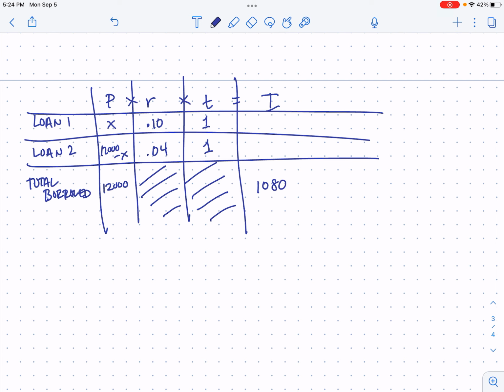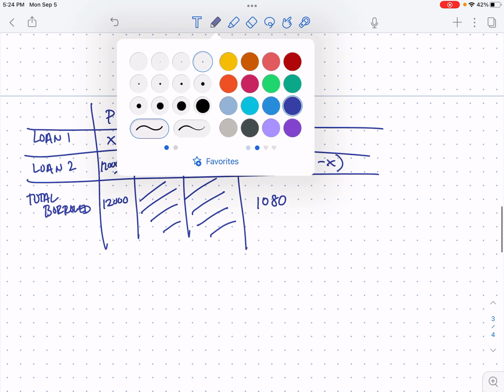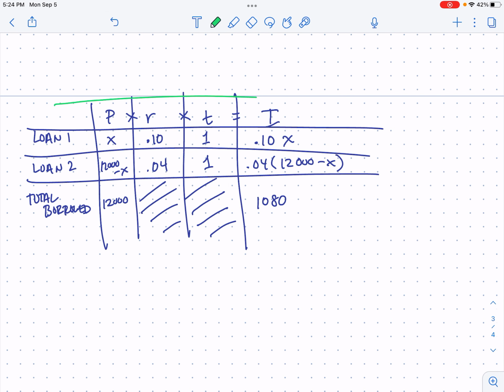So now I'm going to, again, multiply across. I get 0.10x, and here I get 0.04 times (12,000 minus x). And I use the fact, once again, that our table is set up so that we multiply across, but we can add going down because the bottom row is a total column and totals always come from addition. So if I do that, I now have that 0.10x plus 0.04 times (12,000 minus x) is 1080.